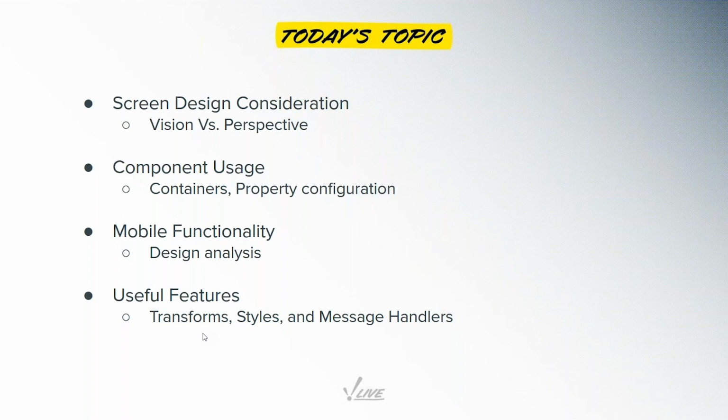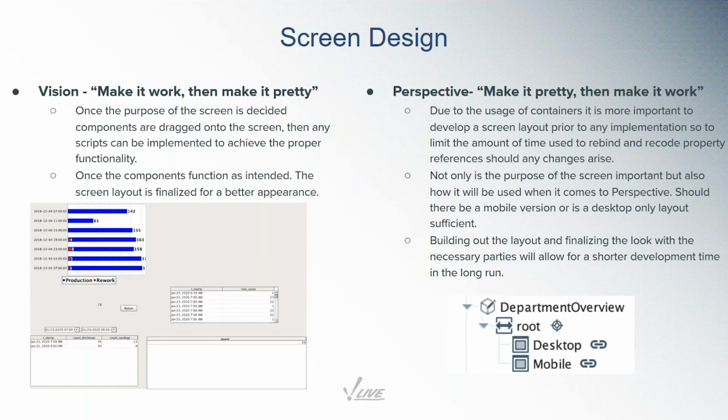Then Tyler's going to talk to you about some mobile functionality and what to consider when designing a screen for a desktop mode, to also make it translate well to a mobile version of the same screen, to make sure that the data is still there in a readable format. Then finally, we're going to talk about some useful features that we found in Perspective that we really like to use, that maybe were either not used at all or not used as much in Vision. So first off, the screen design.